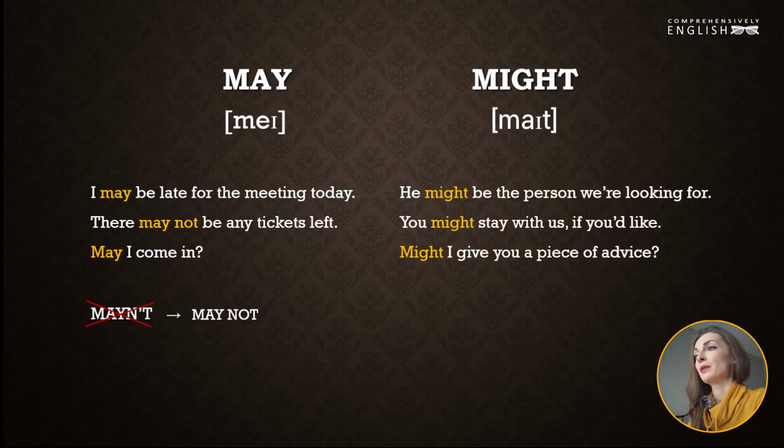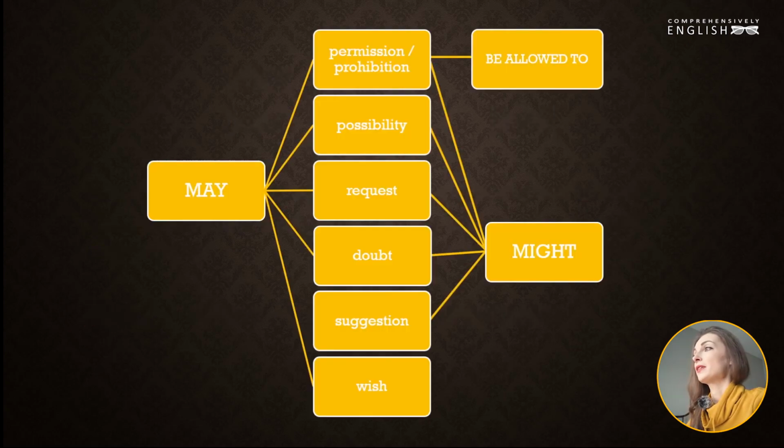He might be the person we're looking for. You might stay with us if you'd like. Might I give you a piece of advice? Mightn't, might not, both negative forms are possible here. Okay, so may expresses the following things: permission or prohibition, possibility, request, doubt, suggestion, or wish.